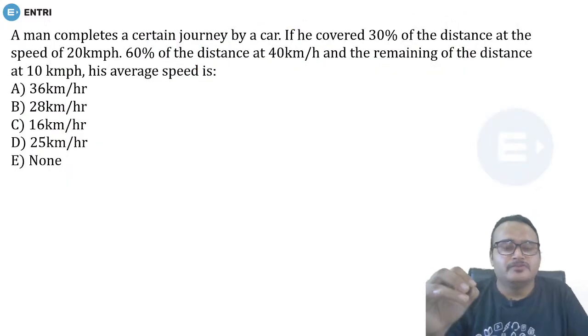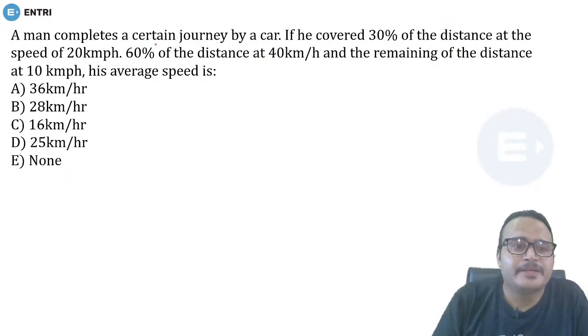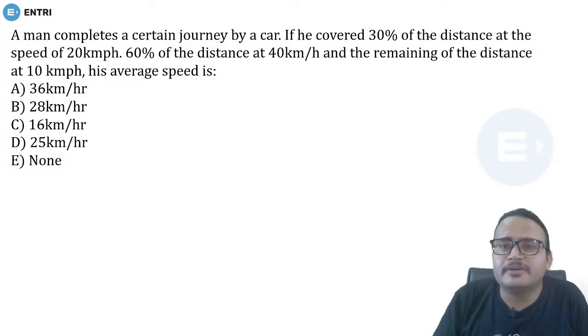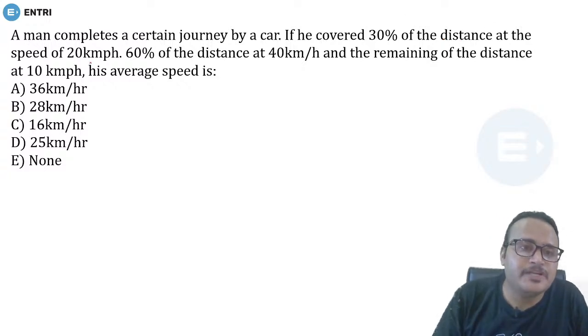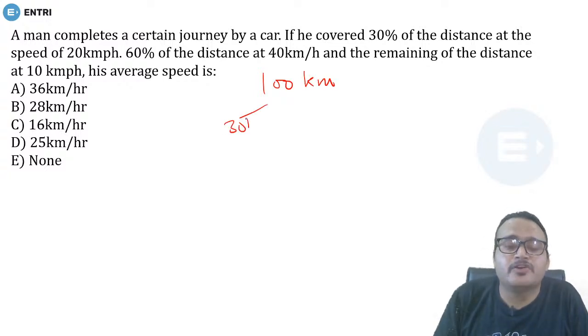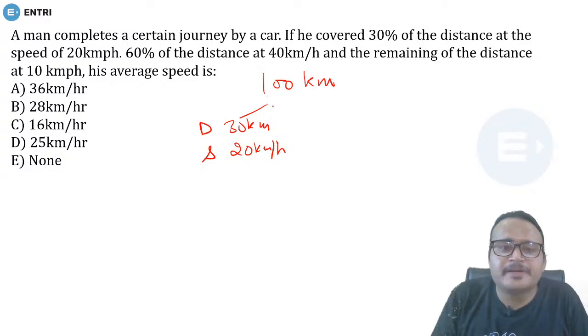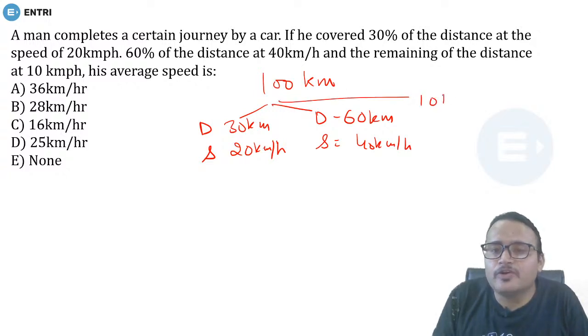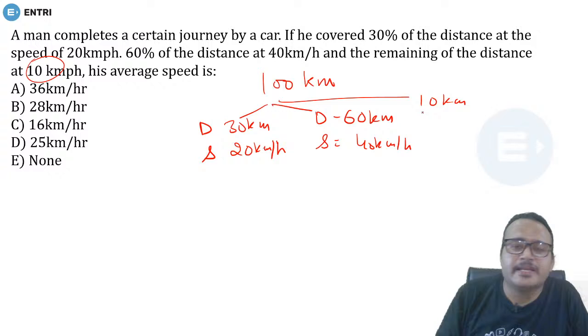Okay guys, so this is the question. A man completes a certain journey by a car. He covered 30% of the distance at the speed of 20 kilometers per hour. So guys, if the total distance is 100 kilometers, then 30 kilometers he covers at 20 kilometers per hour. This is distance, this is speed. And 60% of the distance, that means d equals 60 kilometers, at 40 kilometers per hour. So here the speed is 40 kilometers per hour, and the remaining distance, that means 10 kilometers, he covers at 10 kilometers per hour.